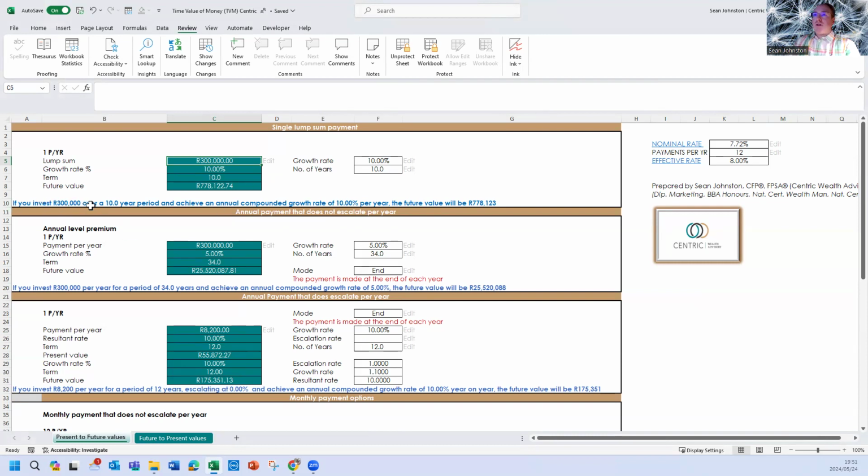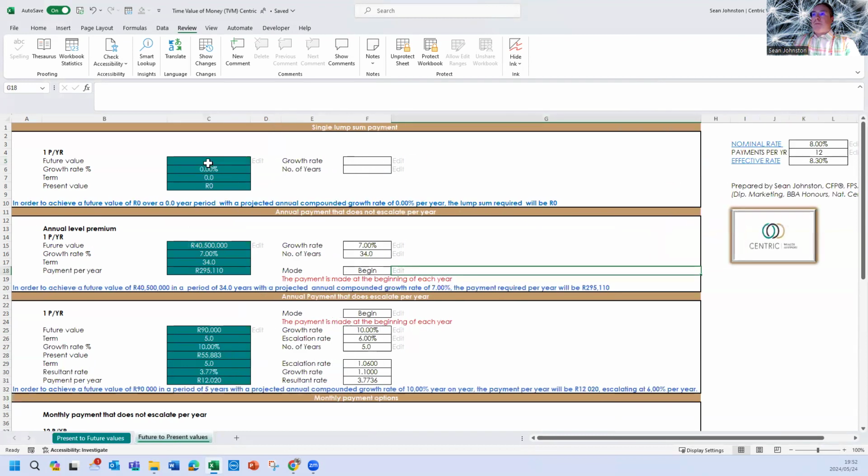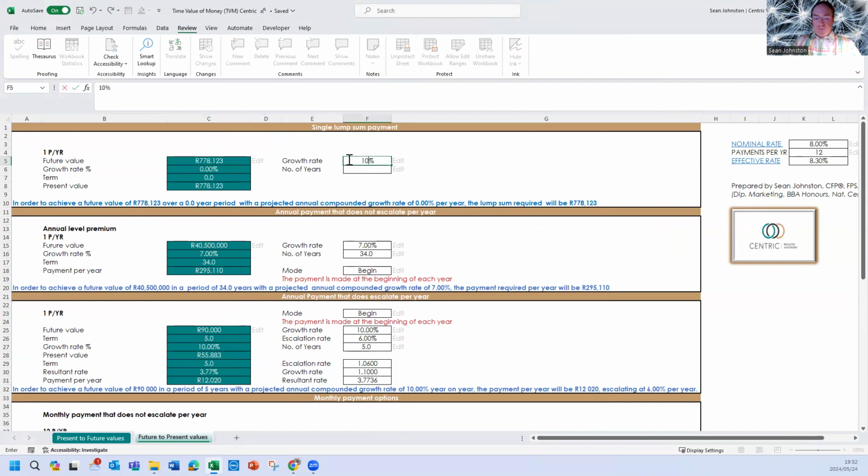If you invest 300,000 Rand over a period of 10 years and achieve an annual compound growth rate of 10% per year, the future value would be 778,123, rounding off. If you were to take 778,123 and put it into this, which is the future value, we said the growth rate was 10, and we said that the term was 10 years, we can work backwards and we can calculate the present value, which is obviously applying exactly the same principles.